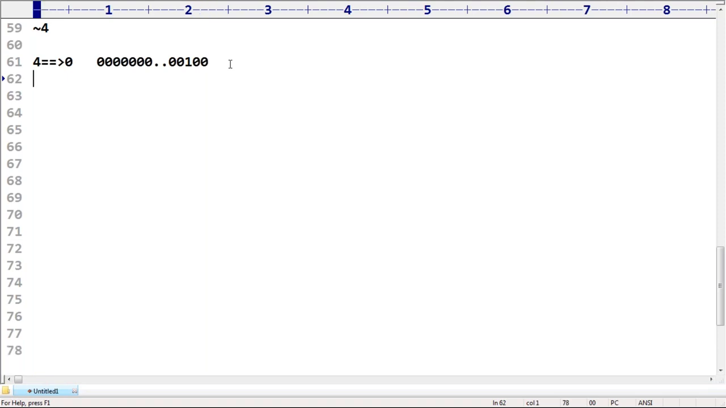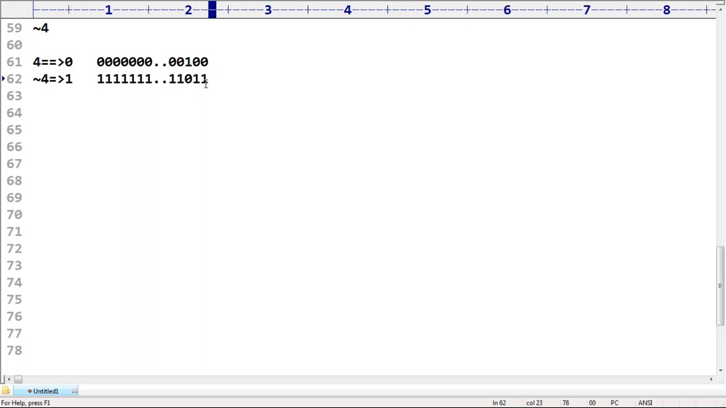How to represent 4? Now my question is, I want to find the negation of 4. What it means is, please apply the complement operator for all 32 bits, not just 1 or 2 bits. Every 0 will become 1, and every 1 will become 0. Excellent. That is the negation of 4.